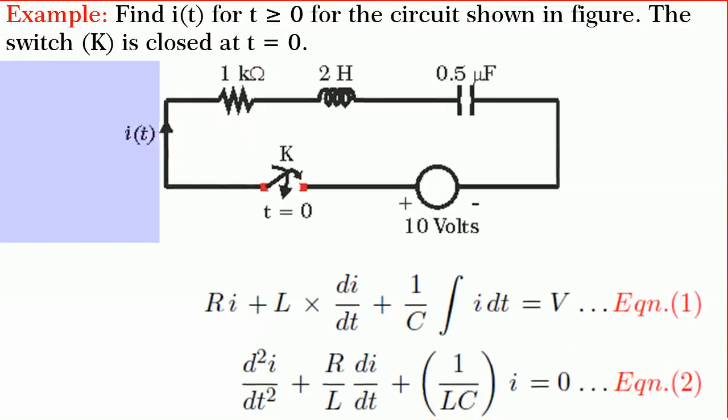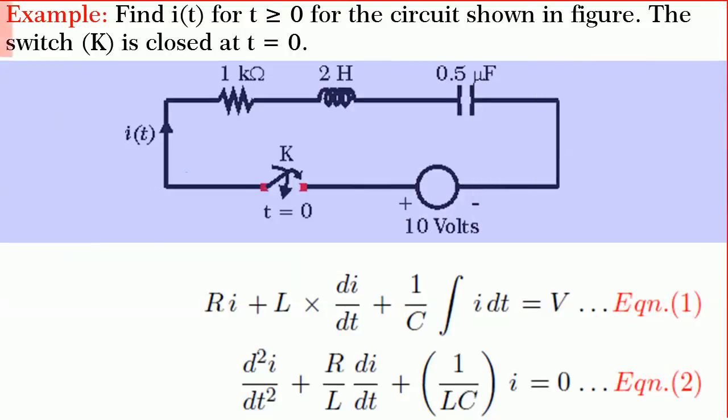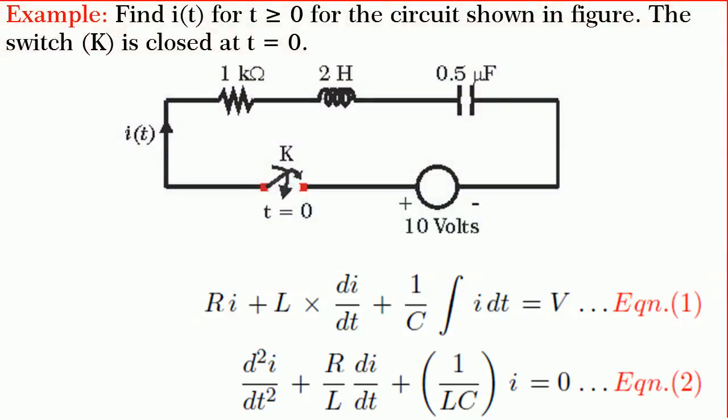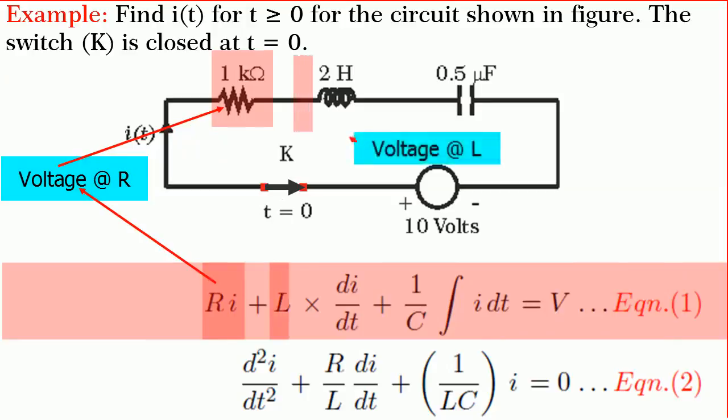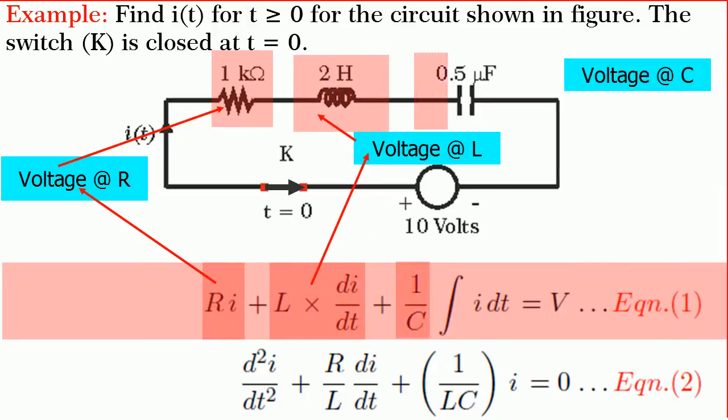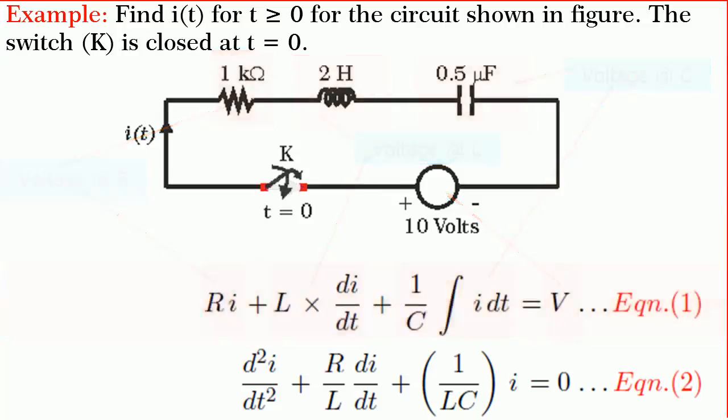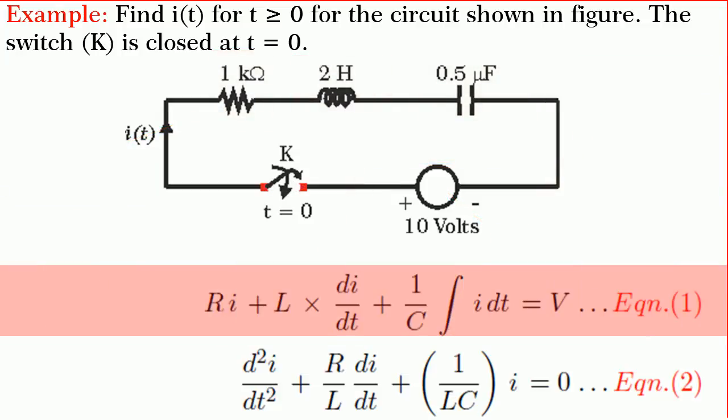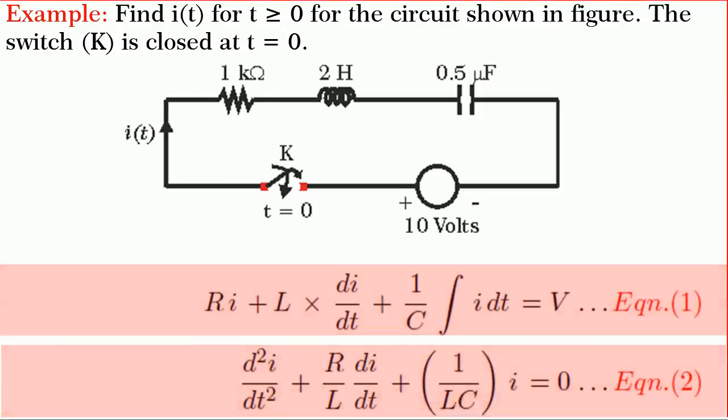Friends, now consider the circuit shown in the figure to find i(t) for t greater than or equal to 0. The switch K is closed at t = 0. By writing the system equation for time t greater than or equal to 0, we get R i + L di/dt + (1/C) integral of i dt = V. Let it be equation 1. By differentiating and dividing throughout by L, we get equation 2.